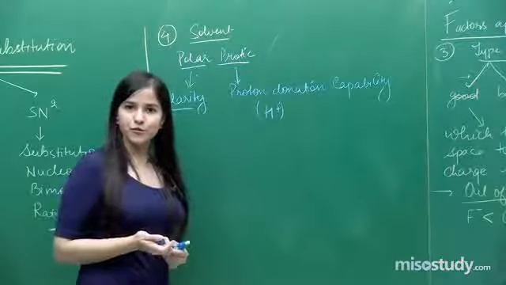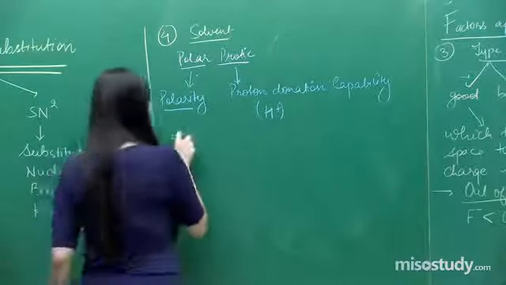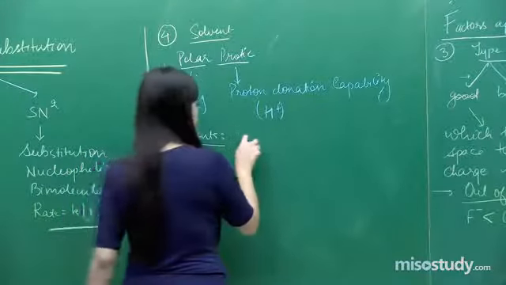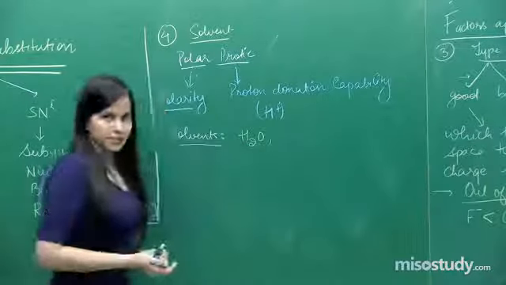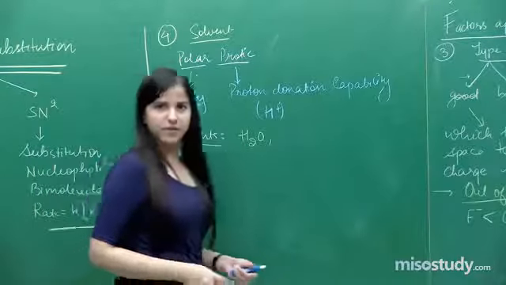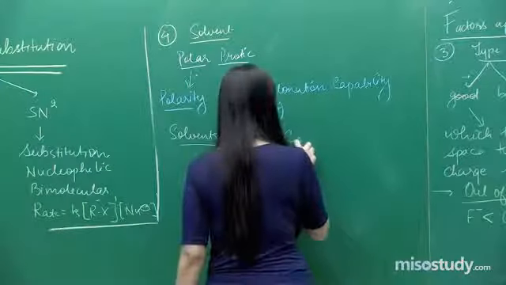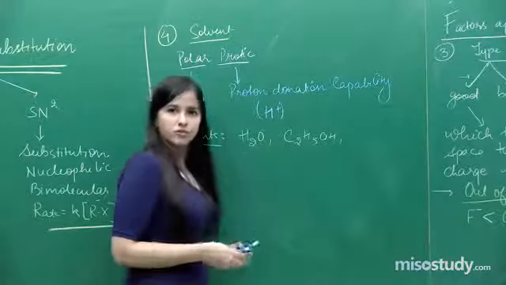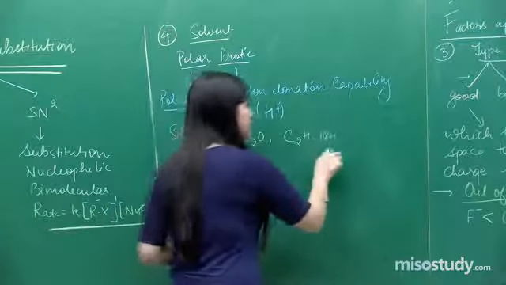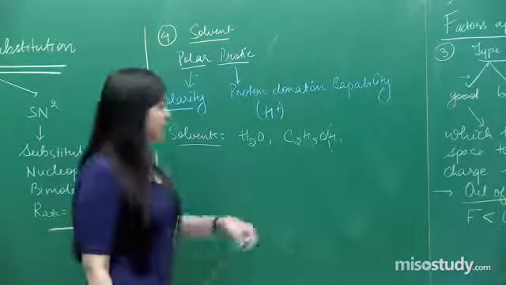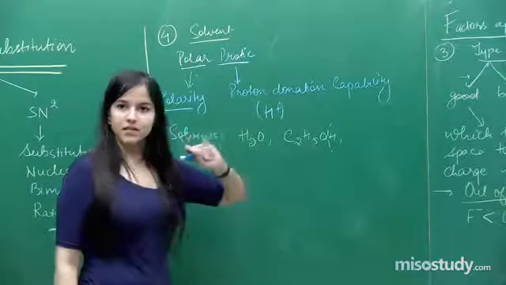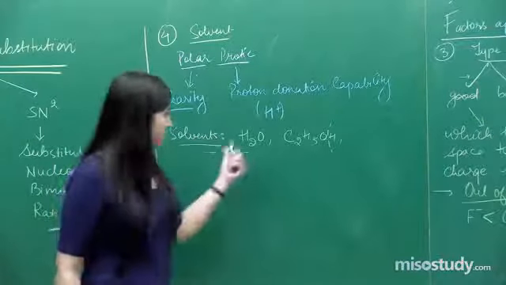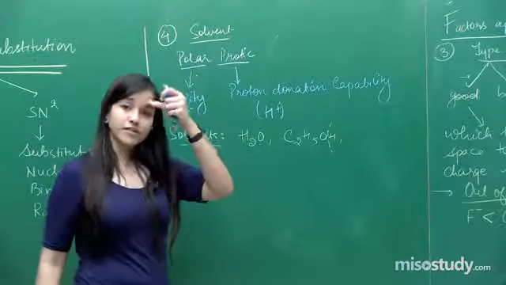What kind of solvents can I use over here? The solvents that can be used over here are water, right? It is polar and it can donate H plus ions. Alcohol, C2H5OH, fine. This is also a solvent that can be used. Again, it can donate the H positive, and it also has polarity. Or we can use acetic acid, fine. So generally water is what we use over here, fine.